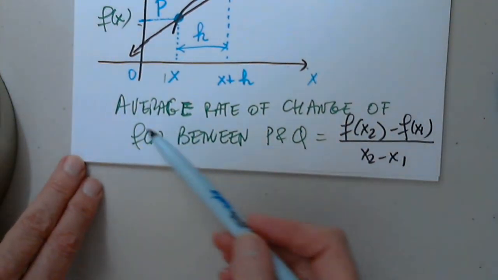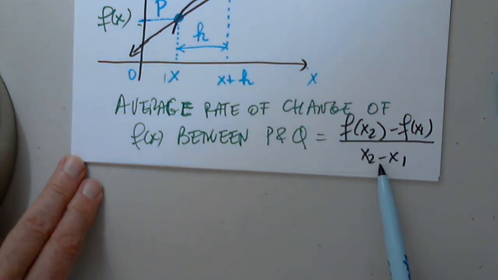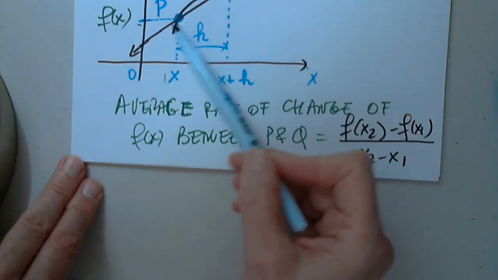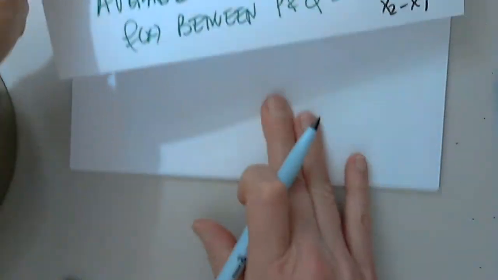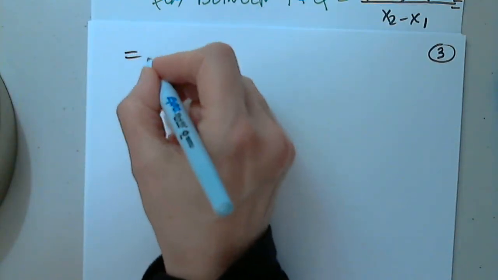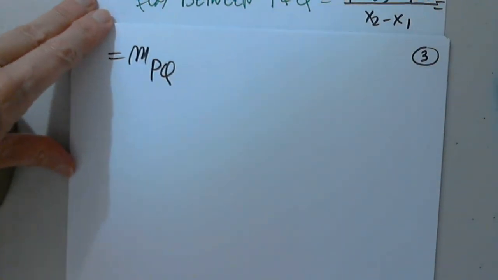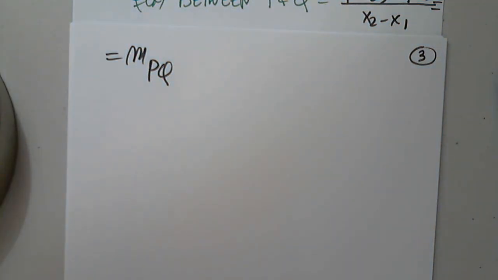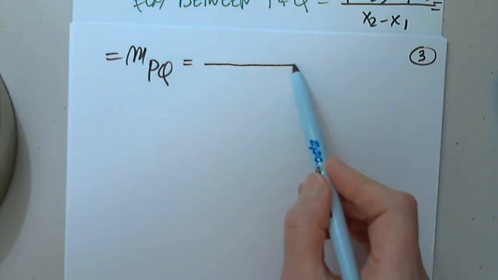So as you see, the average rate of change of this function between P and Q is the same with this formula, which is the same with the slope of this line. Would you agree? So I'm going to write equals and write the slope of PQ. Would you agree? Yes? Yes. Good. So now let's use, this is the general formula. Now let's use what we have in our graph.